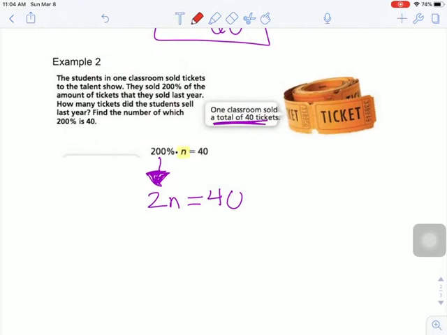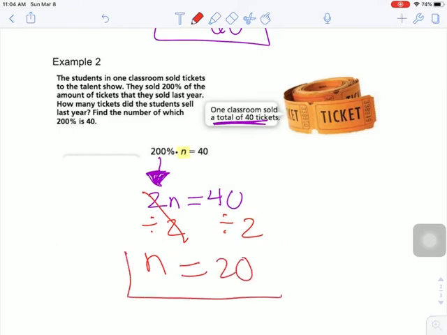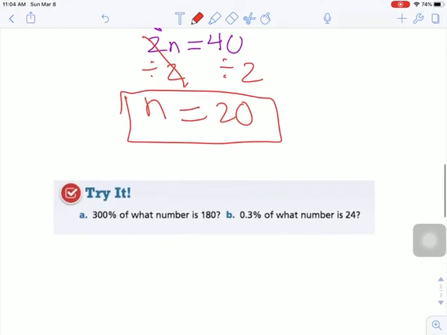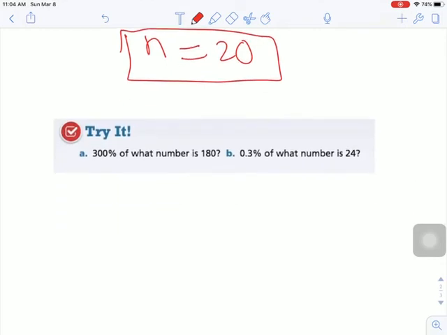So to solve this out, we need to divide by 2 to both sides. These 2's cancel out. So n equals 40 divided by 2, which we know is 20. So last year they sold 20 tickets. All right, you guys have 2 problems I want you to try. So A, 300% of what number is 180, and then B, 0.3% of what number is 24.